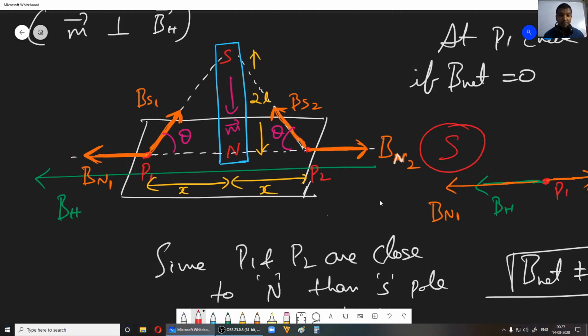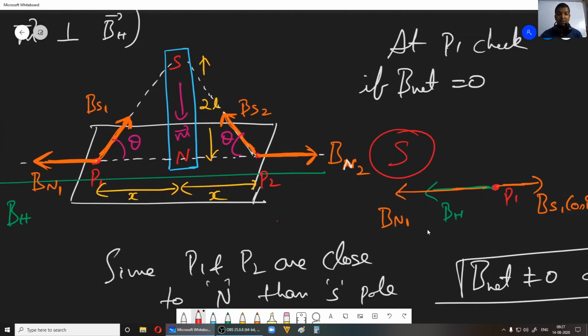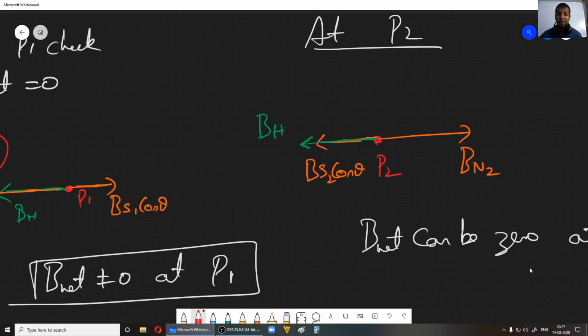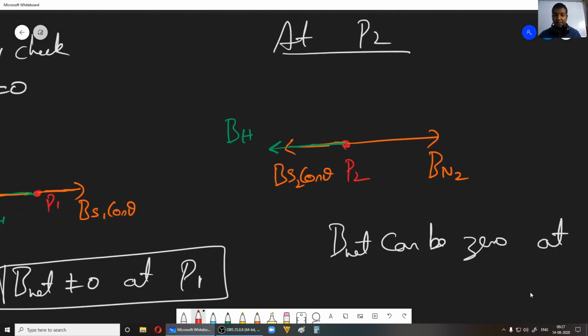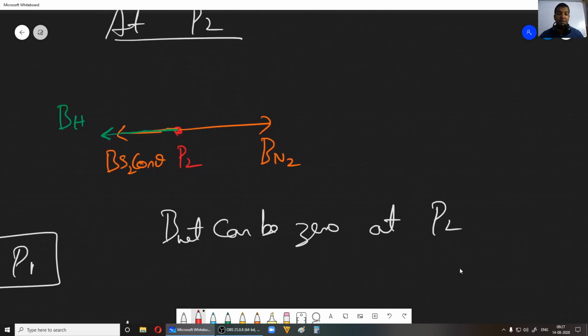So this is south pole and this is north pole, correct? So my horizontal component of Earth's magnetic field will be from south pole to north pole. Right, you have to go in the south direction, that is with respect to the horizontal plane. Okay, so B net can be 0 at P2.